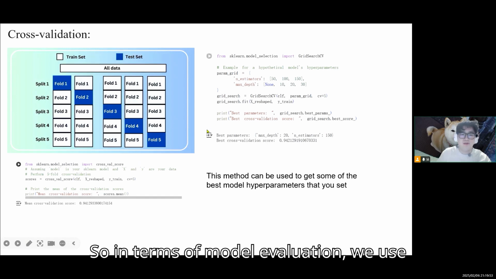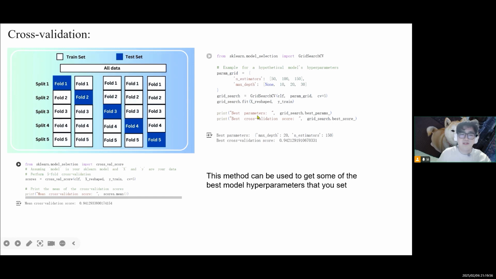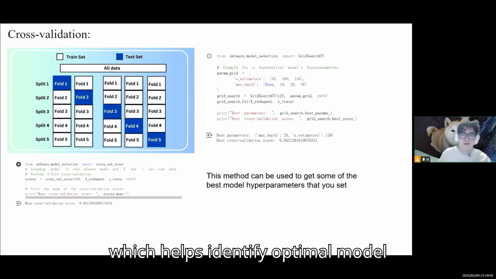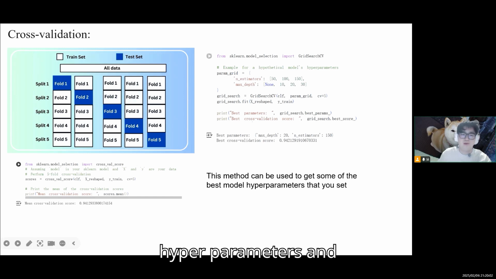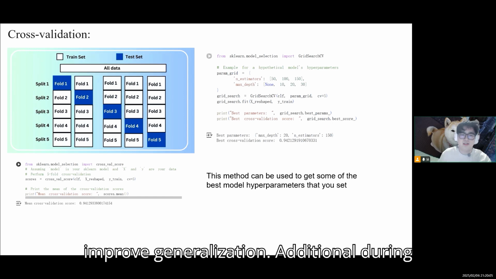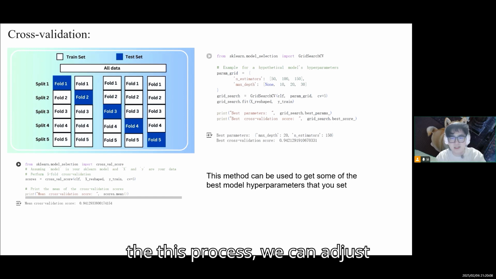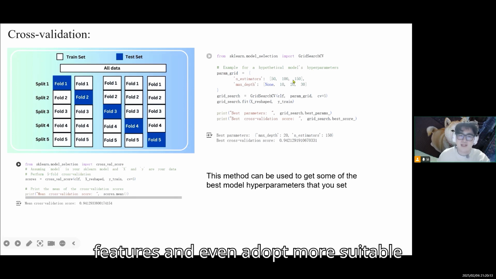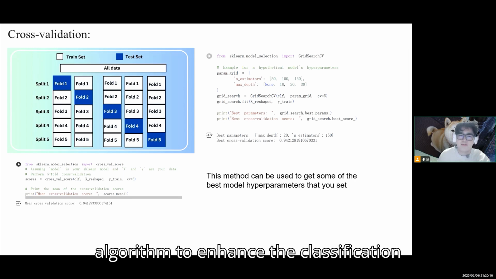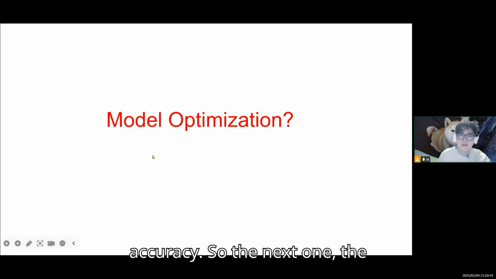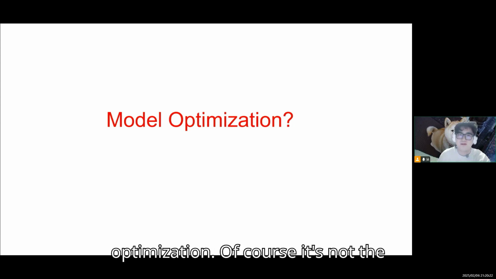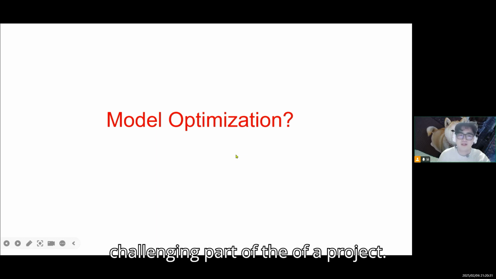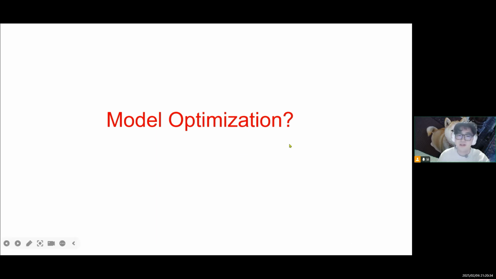In terms of model evaluation, we use cross validation, which helps identify optimal model hyperparameters and improve generalization. Additionally, during this process, we can adjust the parameters and optimize features and even adopt a more suitable algorithm to enhance the classification accuracy. The next slide is about model optimization. Of course, it's not part of the current task. It's often the most complex and challenging part of a project. I'll continue learning about it in the future.